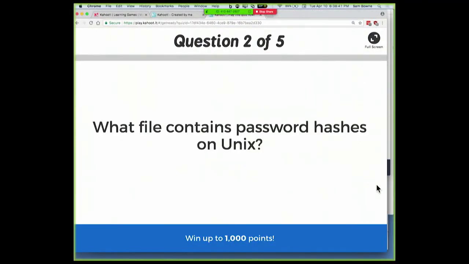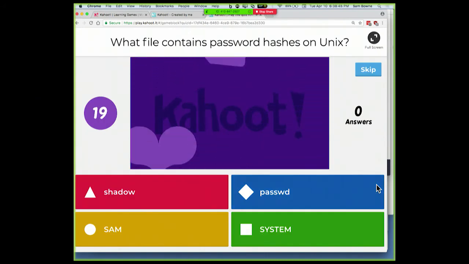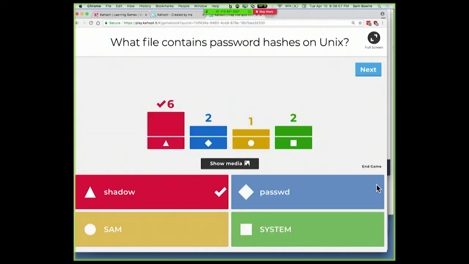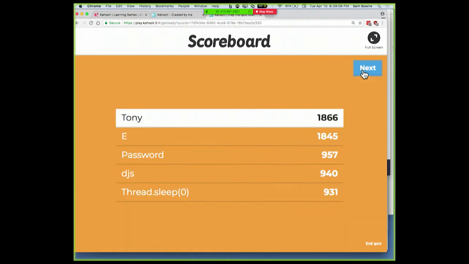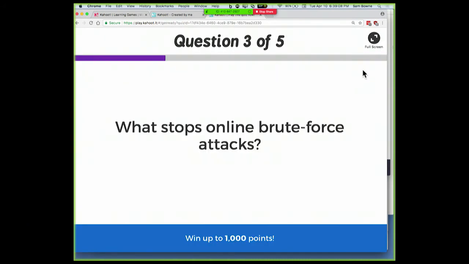All right, so what file contains password hashes on Unix? All right, it's the shadow file. The password file hasn't contained passwords in decades. It did long ago in the 70s, but now it's in the shadow file. All right, so what stops online brute force attacks?